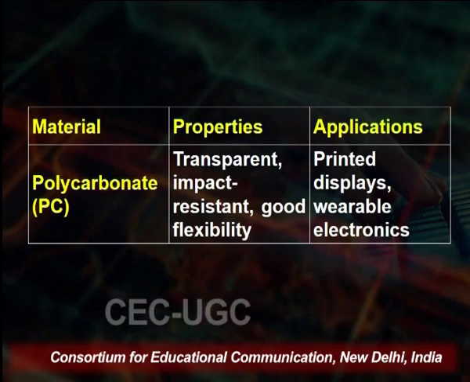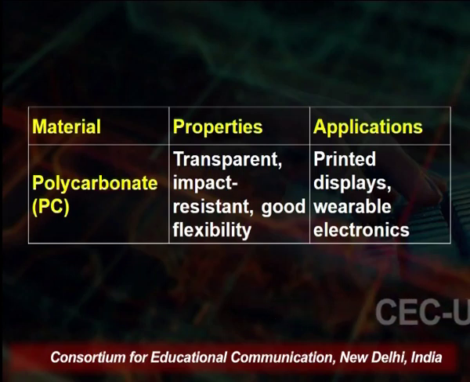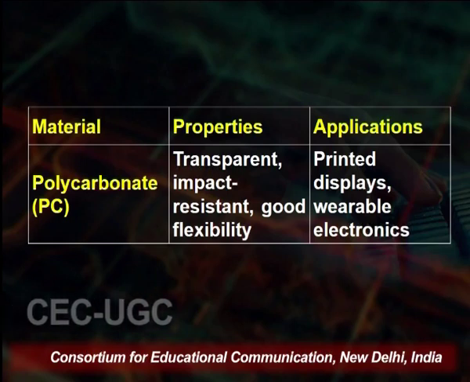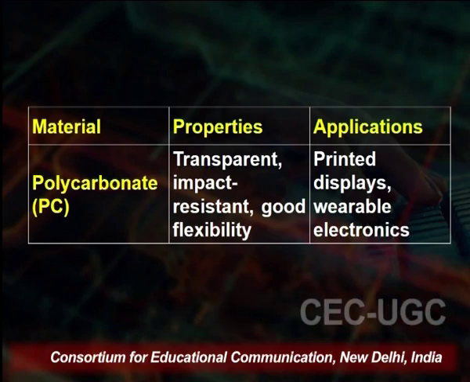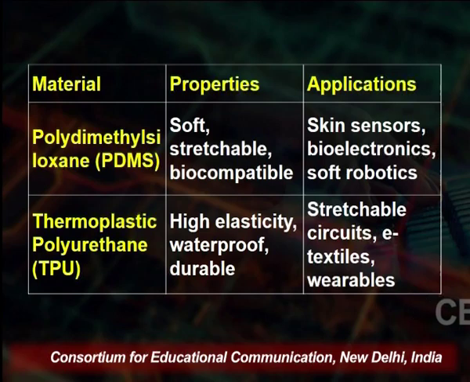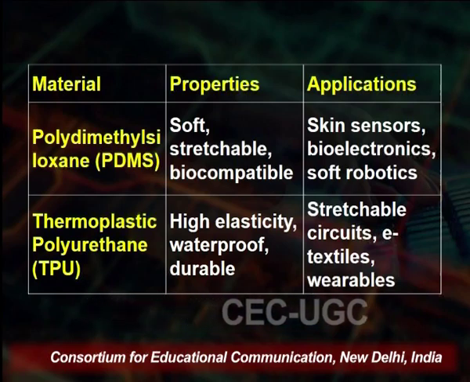Another type of polymer is polycarbonate, that is PC, which is transparent and impact resistant, and it is good for flexible printed displays and wearable electronics. For wearable electronics we use polycarbonate, so that it can be moved, it can be shaped, it can be adjusted accordingly.